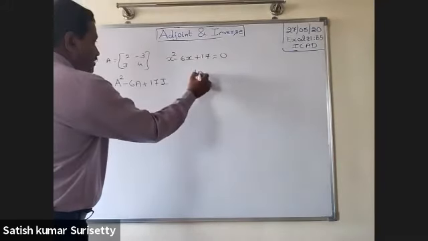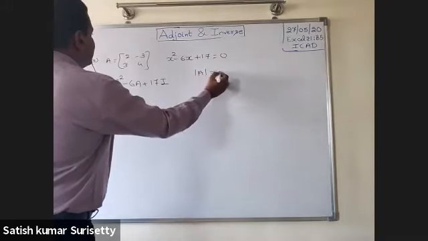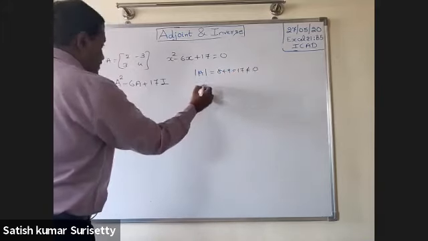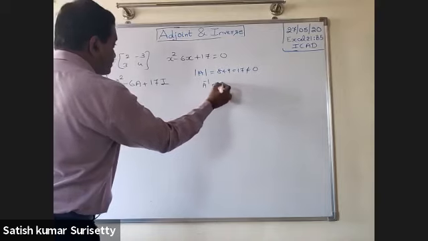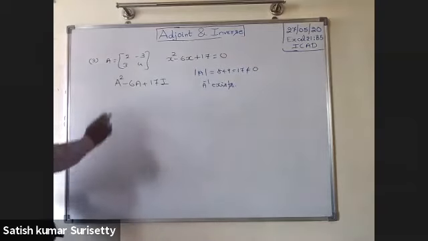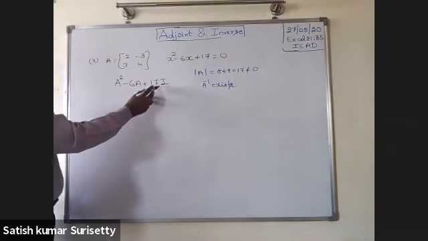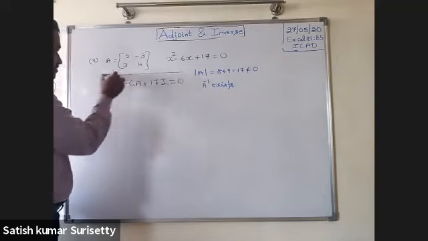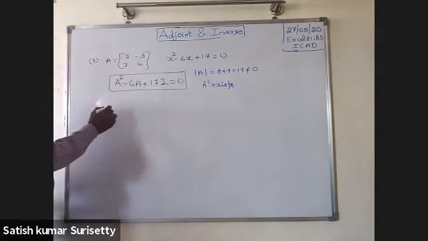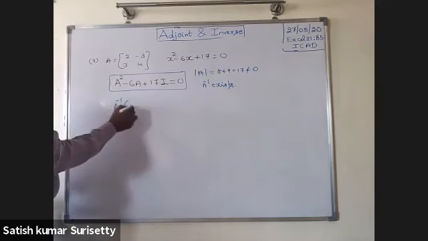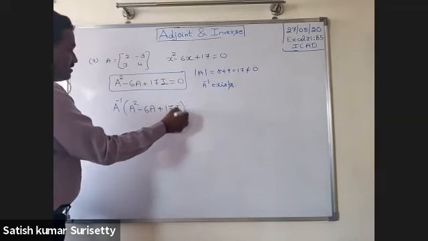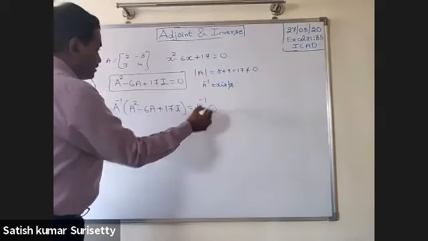So determinant of A, 8 plus 9, that is 17, which is not equal to 0. That means, can you conclude that A inverse exists? Yes. Now, once A inverse exists and you have proved that A square minus 6A plus 17I equal to 0, because A inverse exists, I can multiply A inverse on both sides. So A inverse into A square minus 6A plus 17I equal to A inverse into 0.